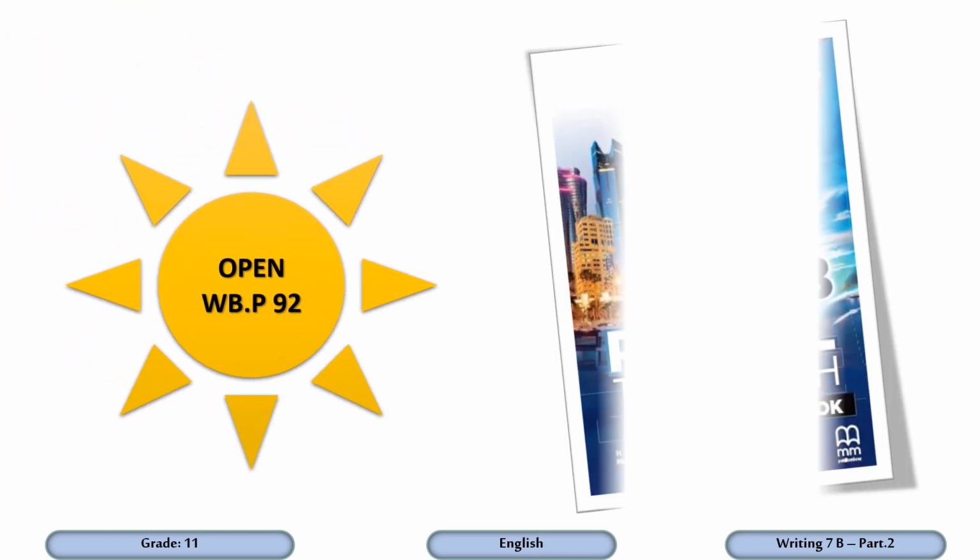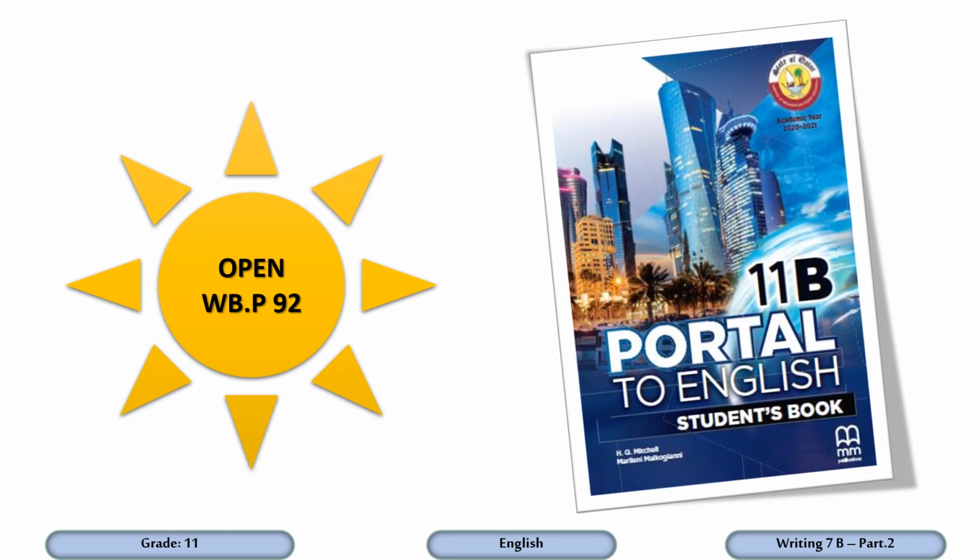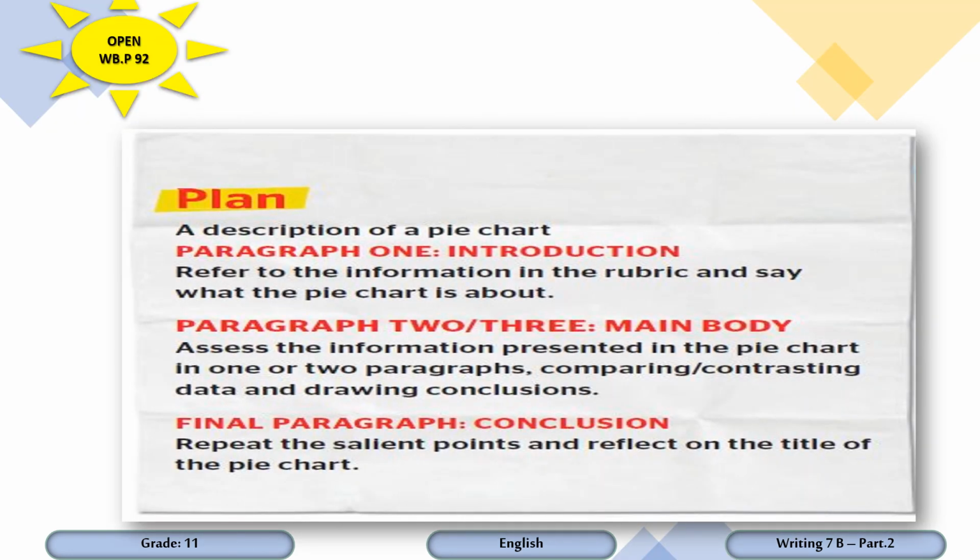Dear students, now it's time to open the workbook on page 92. Dear students, please open your workbooks on page 92. It's the planning for a description of a pie chart. Okay, before planning, let's ask a major question. How many parts are there in the description of a pie chart? And the answer is 1, 2, and 3. So there are 3 main sections in describing a pie chart.